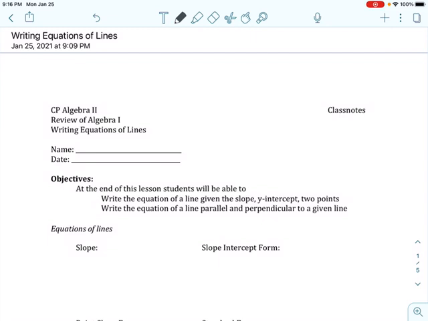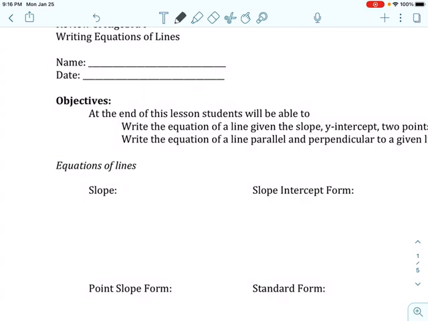All right, so we're going to be writing an equation given the slope, y-intercept, 2 points, and we're going to write the equations as a parallel and perpendicular given to a given line. All right, so let's review.